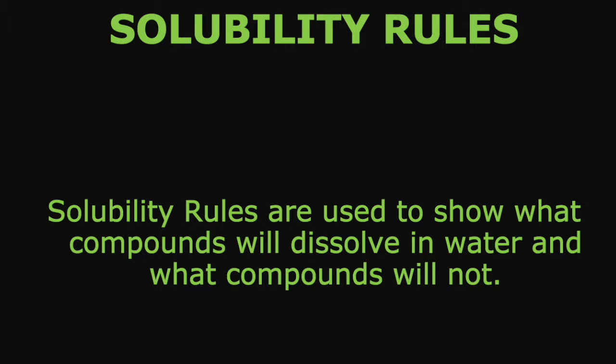Next up is the solubility rules. Solubility rules are used to show what compounds will dissolve in aqueous solution and what compounds will not dissolve in aqueous solution, meaning that they will form a precipitate. This is useful for determining the precipitate in an aqueous solution composed of multiple compounds.